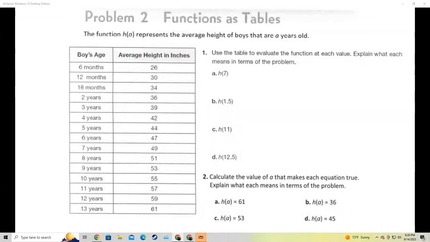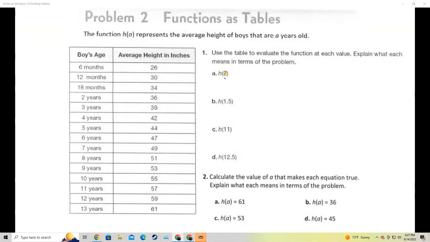So the directions say use the table to evaluate the function at each value. Explain what each means in terms of the problem. Again, I'll do the first two, but after that, I'm not going to write the sentence in full. I think you'll have a good idea of what this is. More importantly, though, I do need to figure out first that 7. What does that 7 represent? Is that inside the function or outside? It's inside, which makes it my x value.